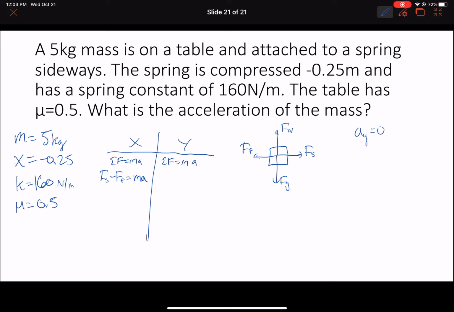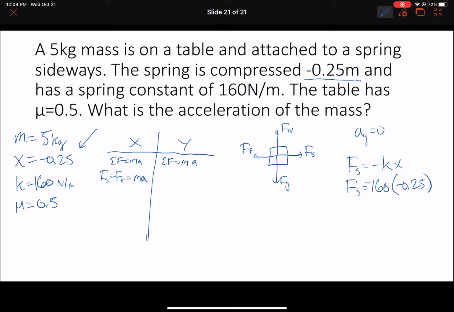Well, we can calculate F of s, right? F of s is equal to negative kx, which means our F of s is equal to negative 160 times negative 0.25. And then notice the negative on the x. There's a negative there because we're going to the left. The problem did provide the negative, but I don't think all the problems on the homework do.